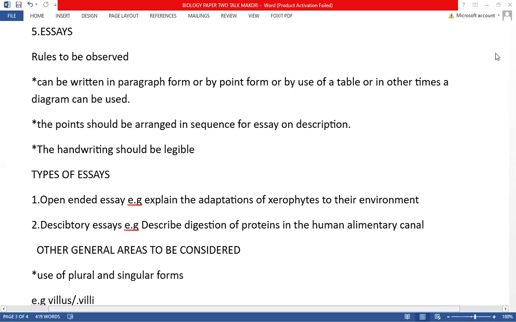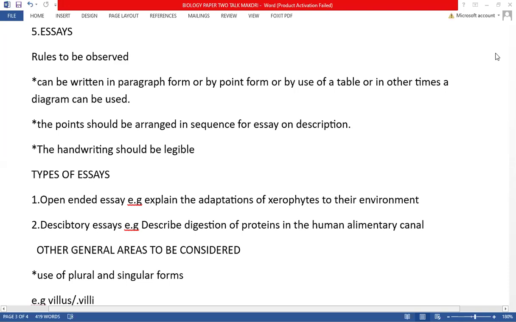You can use a table to write your essay. Some of the students can even use a diagram. I know there is a year where the students were given to discuss the parts of the nephron. So a student can decide to draw the whole nephron, such that the nephron is drawn, then they start writing the points, all the functions of that nephron.